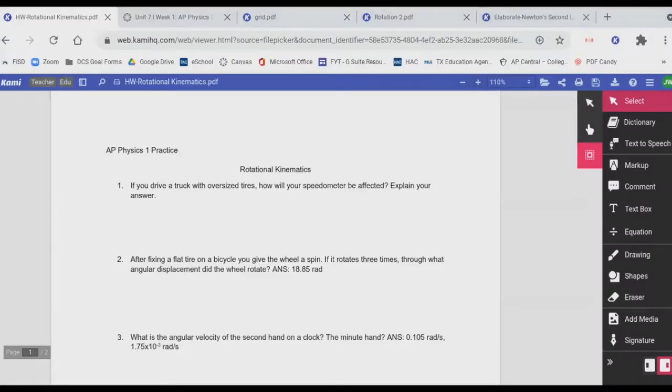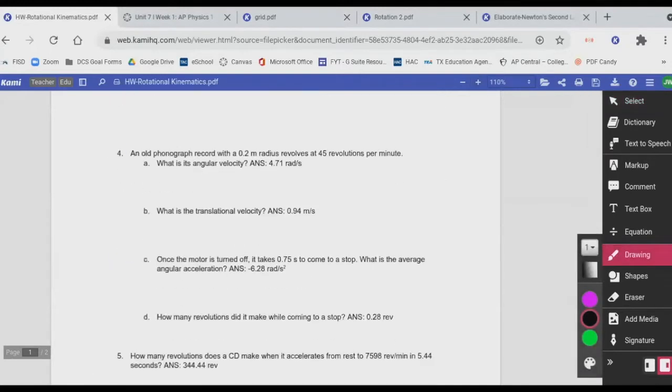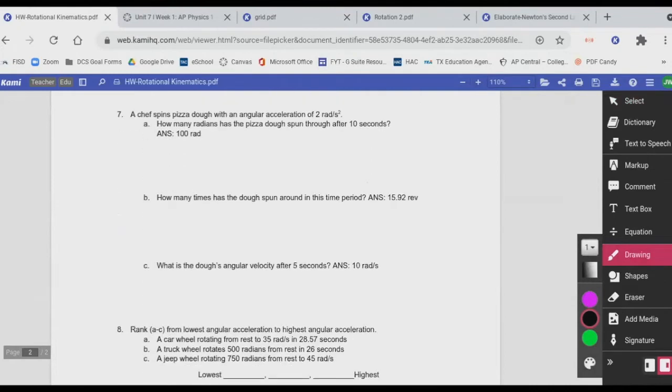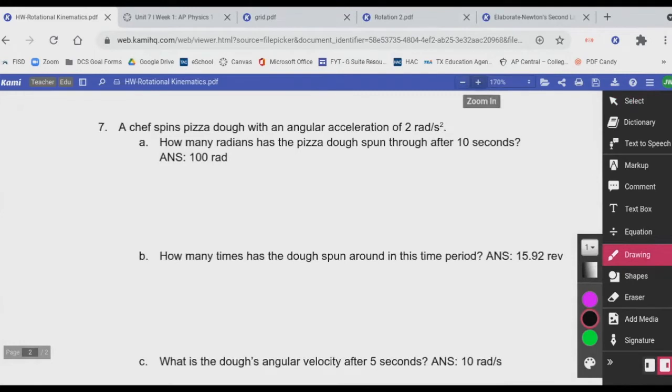So that was the homework in all of its glory. We can scroll up to number 7. Perfect. Zooming in so we can all get an idea of what it looks like. We have a chef spinning pizza dough with an angular acceleration of 2 radians per second squared. Well, that's our alpha, okay?